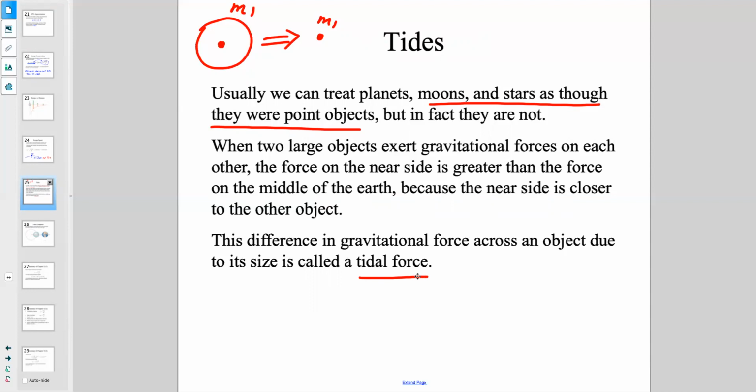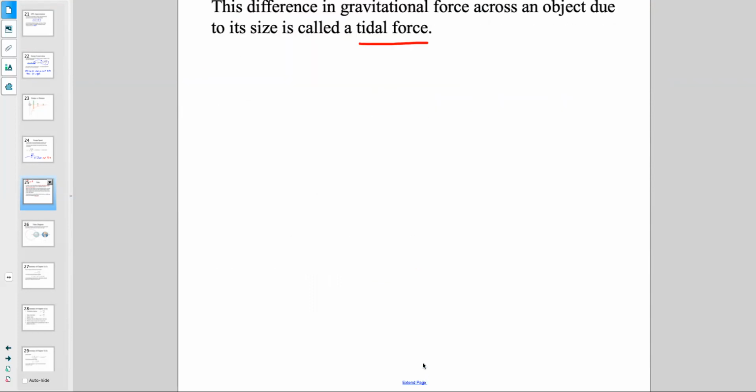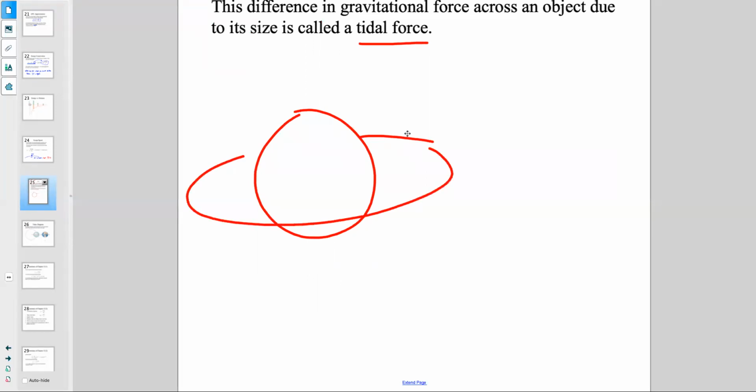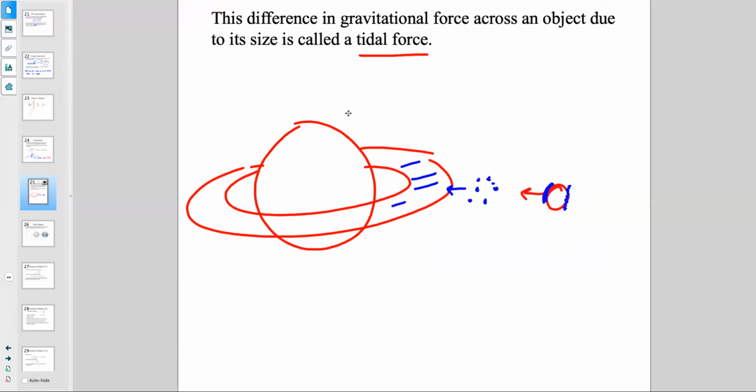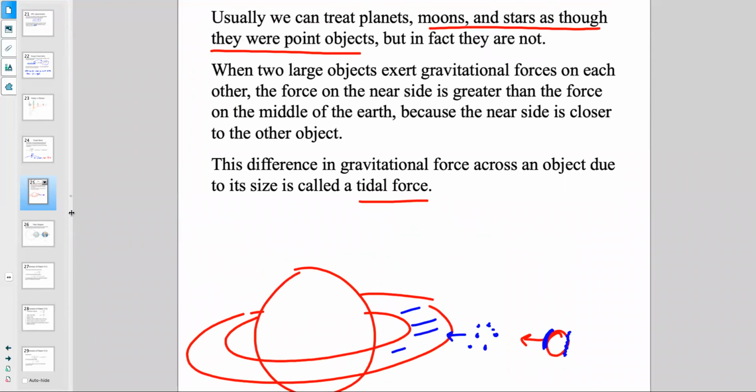So that's why Saturn has a disk around it, because all of these particles, so let's say that this is Saturn, for example, and this is the disk around Saturn, okay? And if you are a moon and you're getting close, the force that is being applied to this side is much greater than the force that's being applied to this side, okay? So this will cause this object to be broken into small pieces, okay? And then eventually become part of the disk, right? So this is called tidal forces.